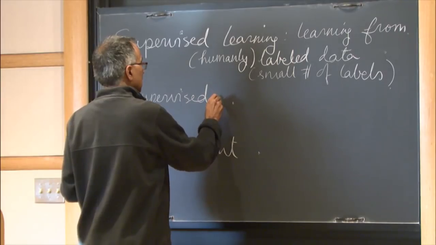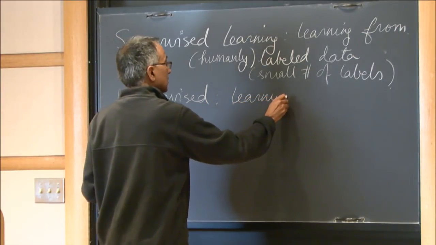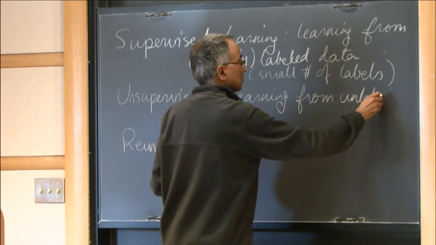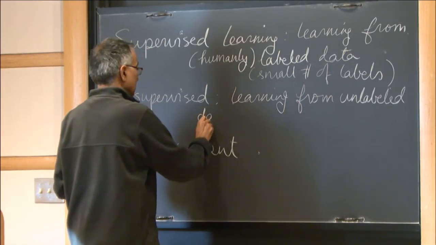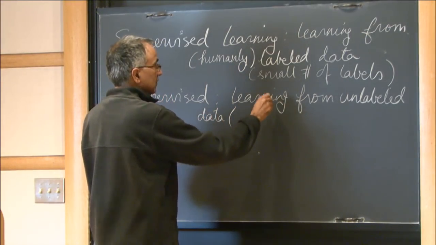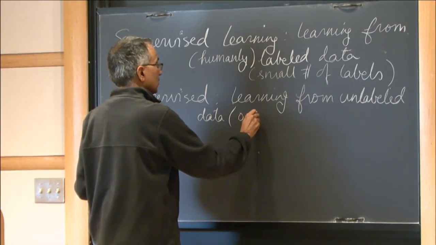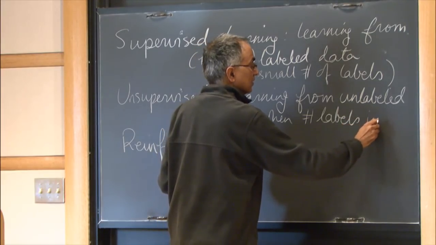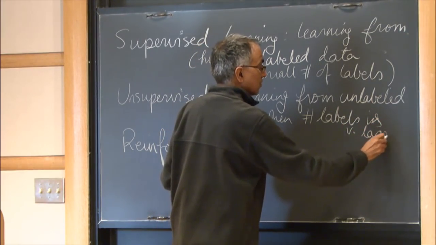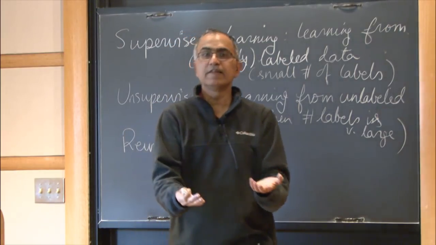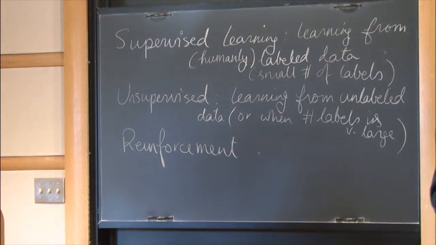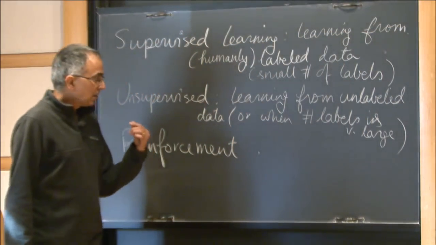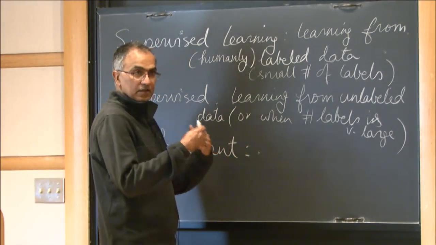Okay, so that starts getting into the second example. So this is learning from unlabeled data. And it's also very relevant when the number of possible labels is very large. Okay, so therefore in the data that you're given, most labels will not even occur. So that also has a feel of unsupervised learning. And reinforcement learning has to do with repeated decision making.